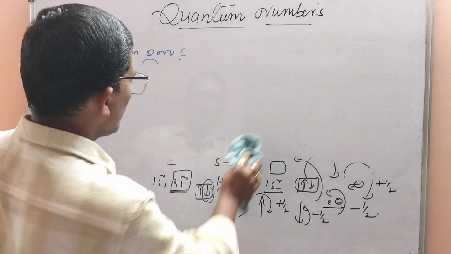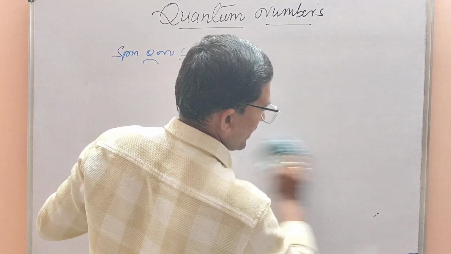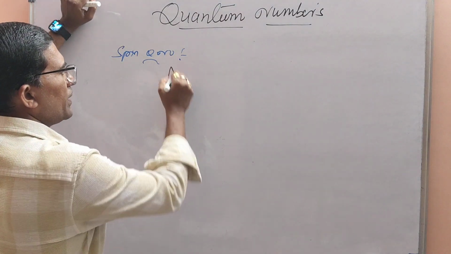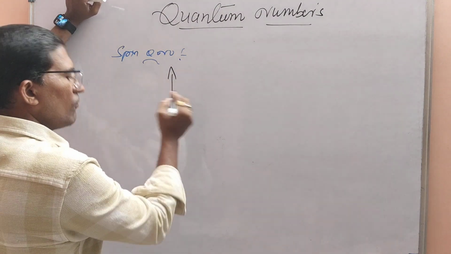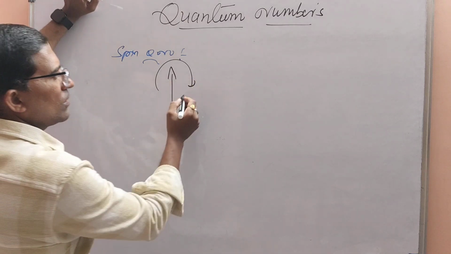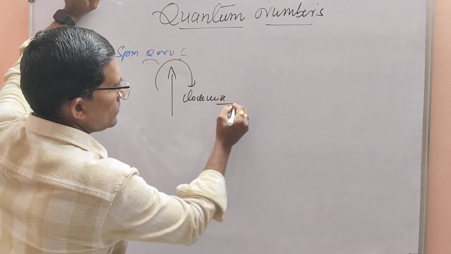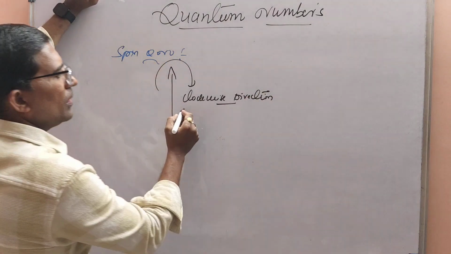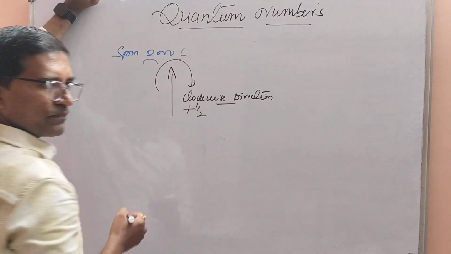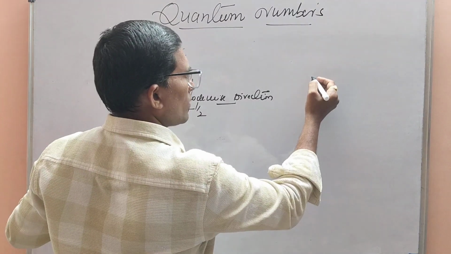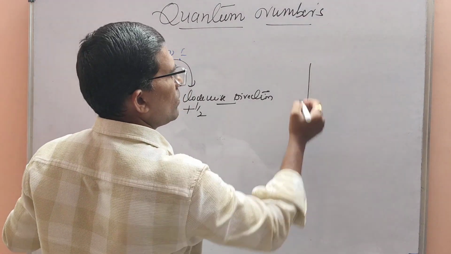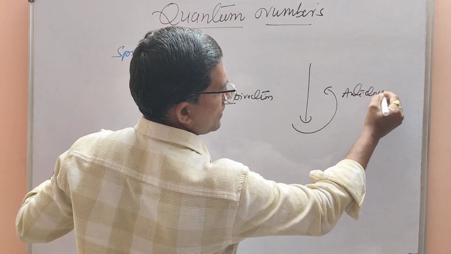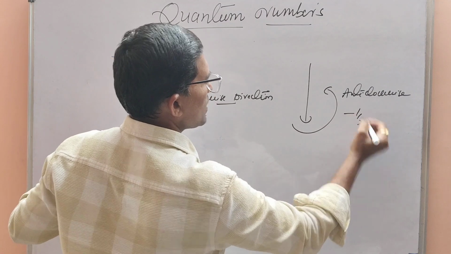Okay, the spin quantum number values I will write very clearly on the board. The electron spinning in clockwise direction is represented by an upward arrow. For better understanding, I am showing that this is a clockwise direction. Clockwise direction, upward arrow, and the value is plus half. If the electron is spinning in anti-clockwise direction, downward arrow, anti-clockwise like this, that is minus half is the value.